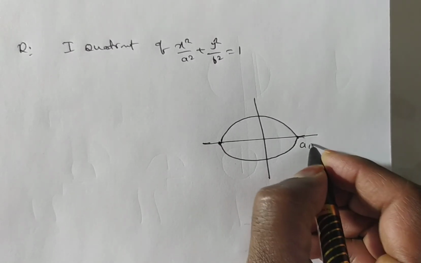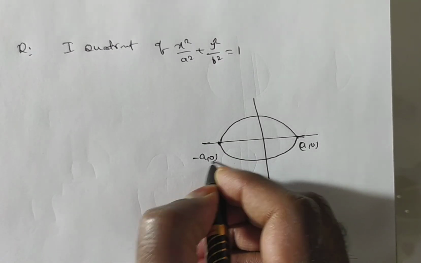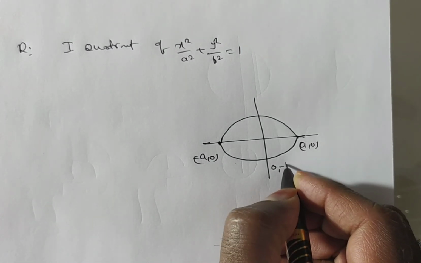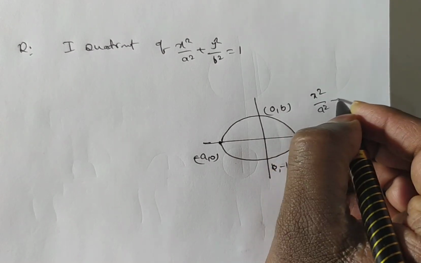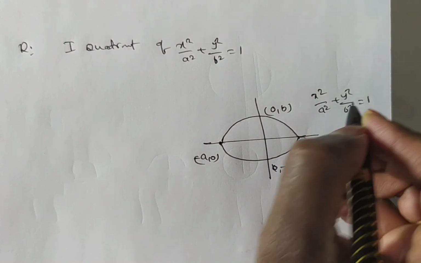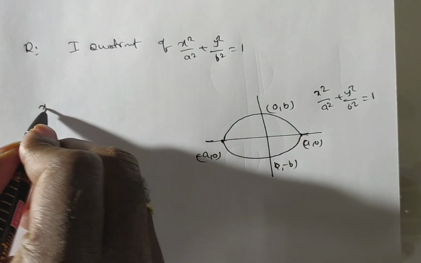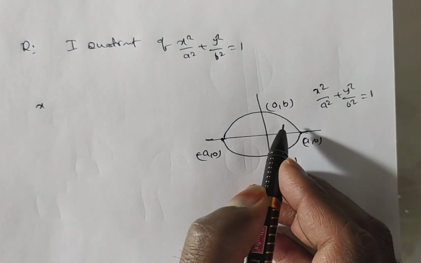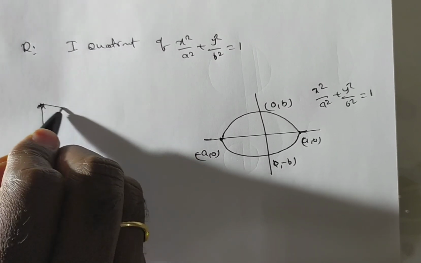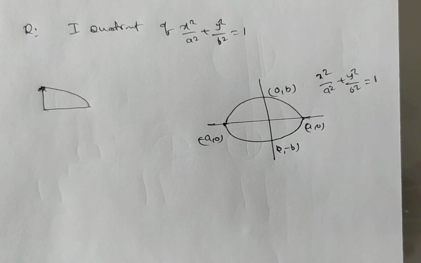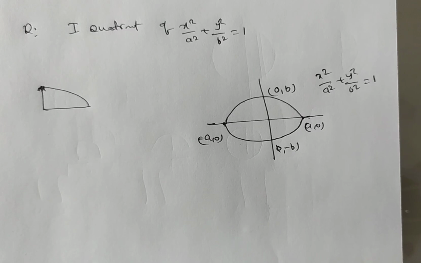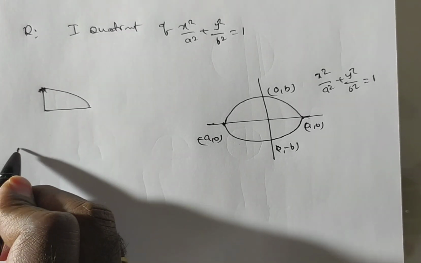Here the limits are a and 0, and this is minus a and 0, and this is 0 comma minus b and 0 comma b. Here you have the ellipse x square by a square plus y square by b square is equal to 1. First of all, only the first quadrant is given. If x is independent and y is independent, we will discuss both cases. After that you can write the full ellipse, or half of the ellipse, right side of the ellipse. For now I am writing x is independent.